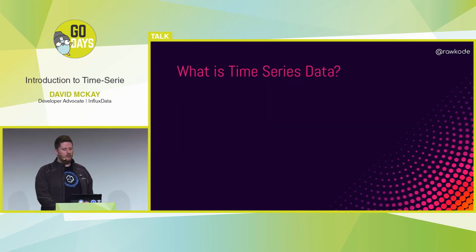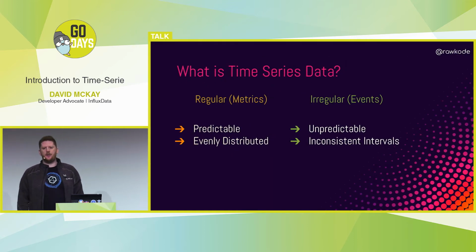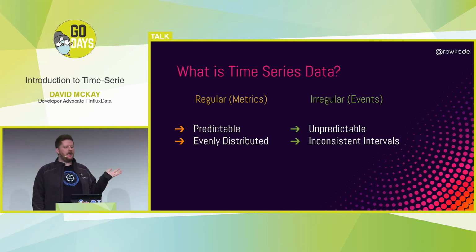OK, so what is time series data? We're going to break it down into two categories. First, we have regular time series data. This is metrics. The only thing that makes something regular means that it's available on any certain interval. So if you want to fetch metrics every 10 seconds, if they're ever not available, then you have irregular time series, which is the other category.